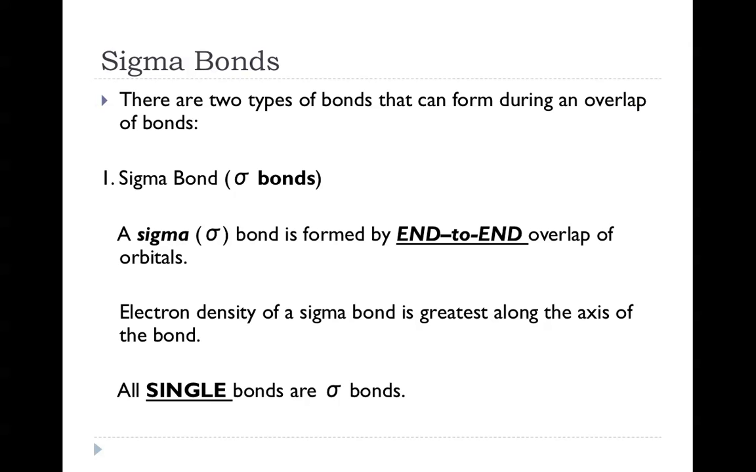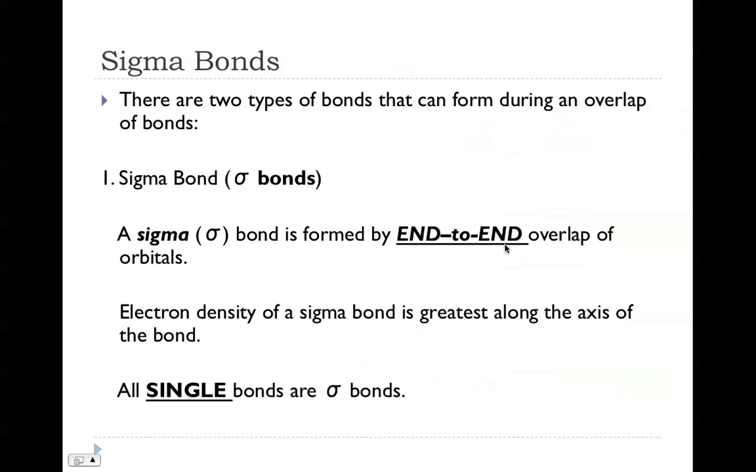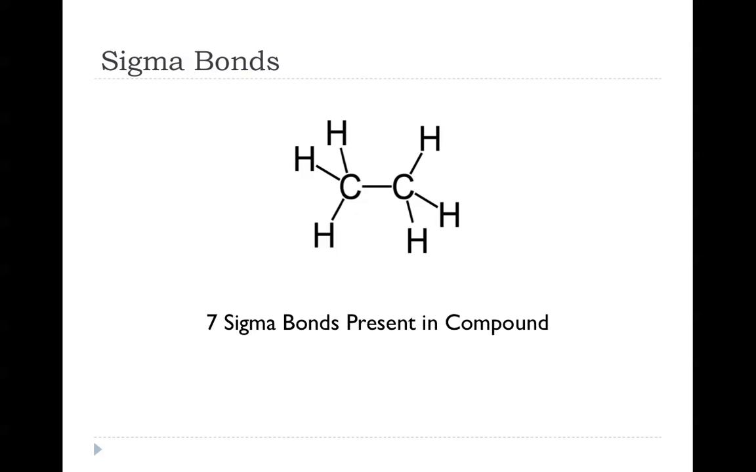A sigma bond is formed by an end-to-end overlap of the orbitals. So think about the overlap of the s and s or s and p, where we have this direct end-to-end overlap. The electron density of a sigma bond is greatest along the axis of the bond, so directly between the two nuclei. We count all single bonds as sigma bonds. So in this example in your packet, I have 7 single bonds, so that means I have 7 sigma bonds present in that compound.